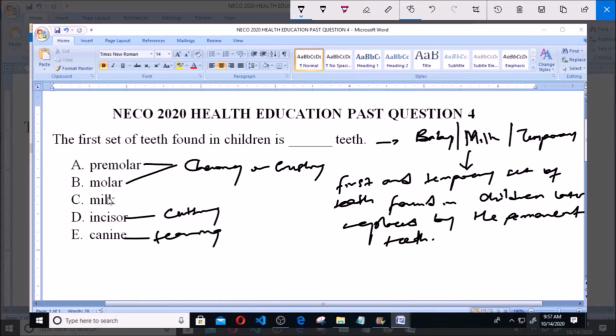But then this milk teeth is the first set of teeth. Then the other set of teeth is the permanent teeth that replaces this milk teeth. So the answer to this question is option C, the milk teeth or the temporary teeth.